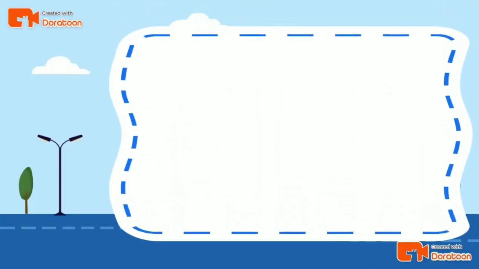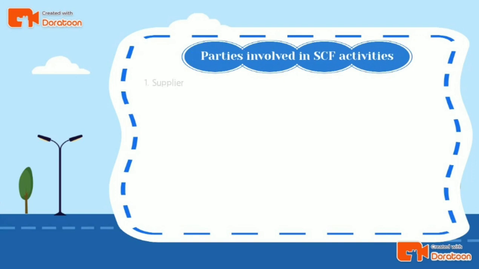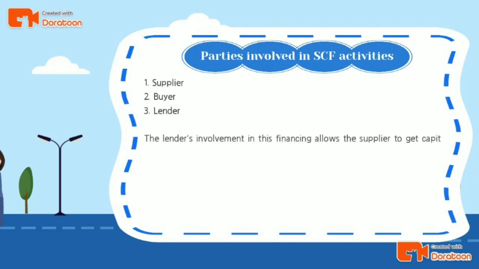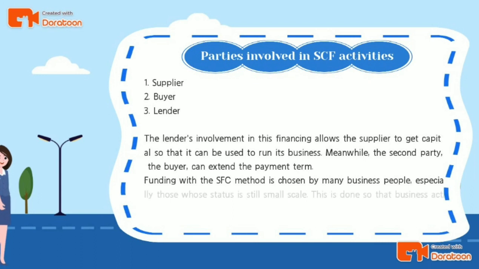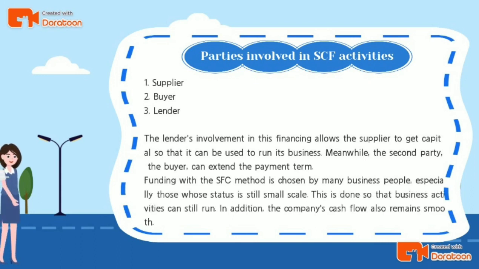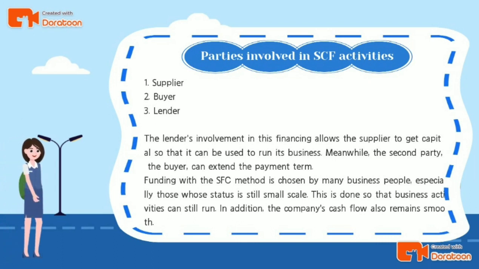Parties involved in supply chain finance activities. The first is the supplier, which is the party that provides a product. Suppliers can sell invoices for the purchase of goods to banks or other financial institutions. The goal is to get business capital.